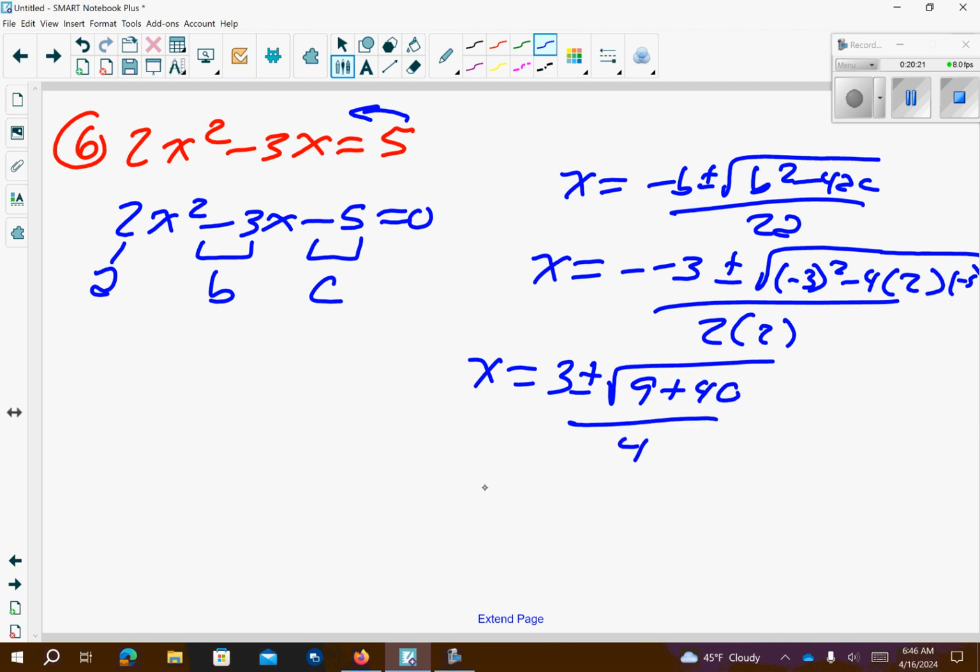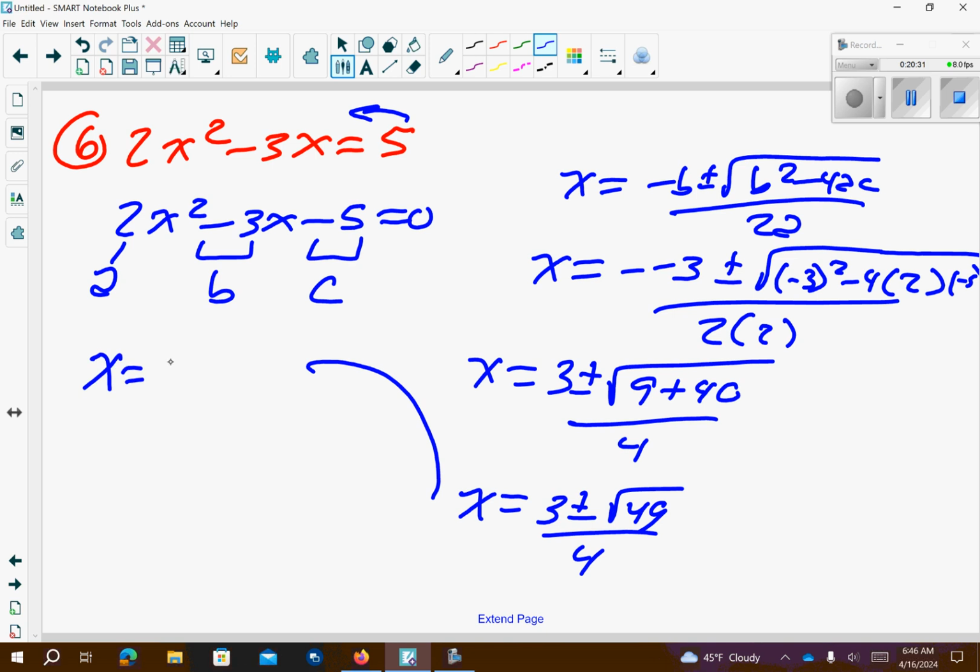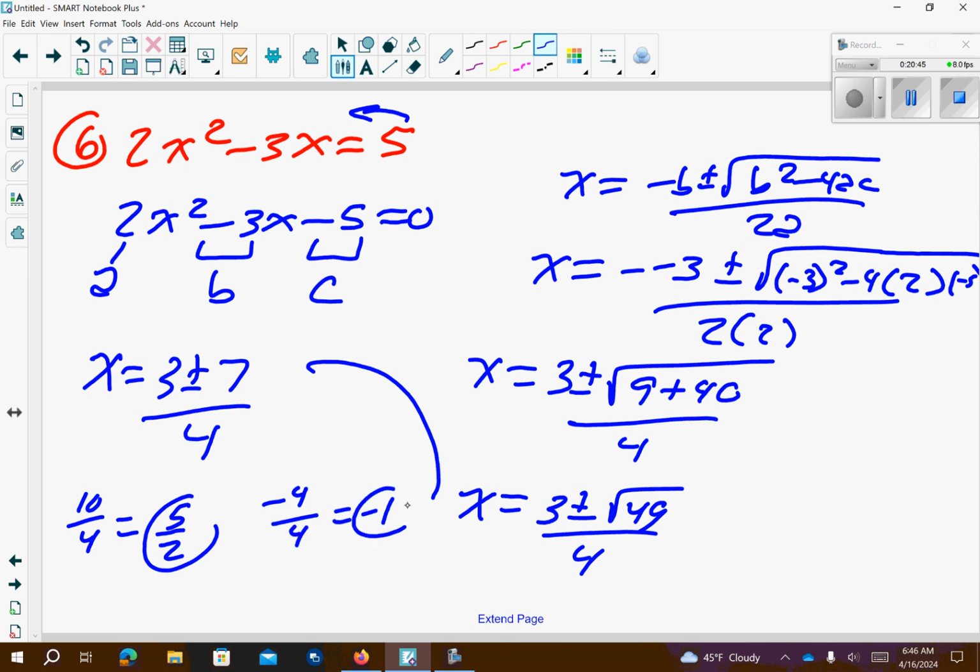Well, this one's going to work out nicely. x equals 3 plus or minus square root 49 over 4. What's the square root of 49? Yeah, it's 7. So x equals 3 plus or minus 7 over 4. Do the math. 3 plus 7 is 10. 10 over 4 reduces to 5 over 2. 3 minus 7 is negative 4. Negative 4 over 4 is negative 1. There's my answers.